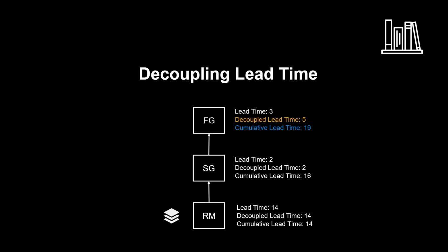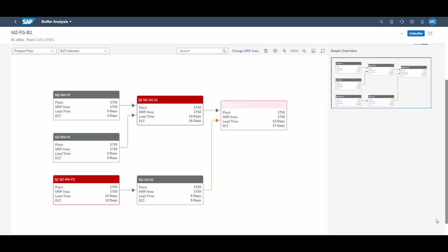This decoupling cut our lead time for our finished product by 14 days, because we have put a strategic buffer on the material with the longest lead time. This is a system example, where we can see our entire bill of material exploded, showing the different lead times. You can see the materials planned as strategic buffers, marked in red. You can also see the lead time and decoupled lead time, clearly stated, at each level of the bill of material.